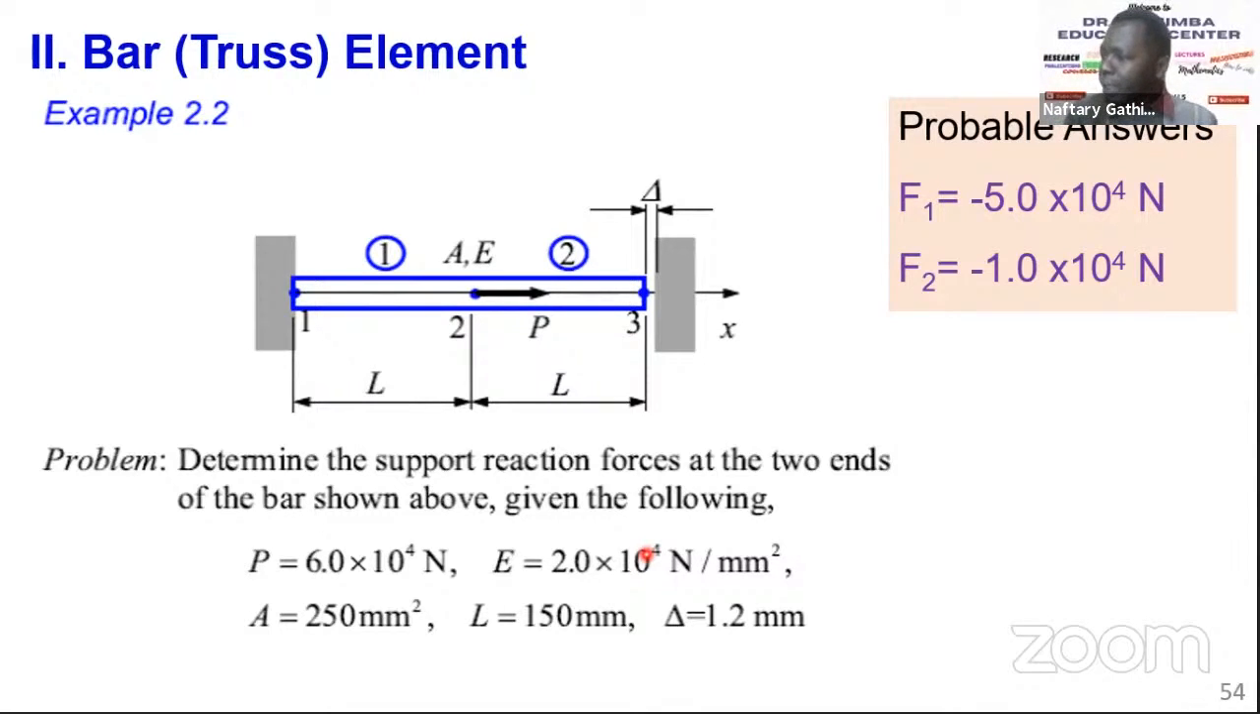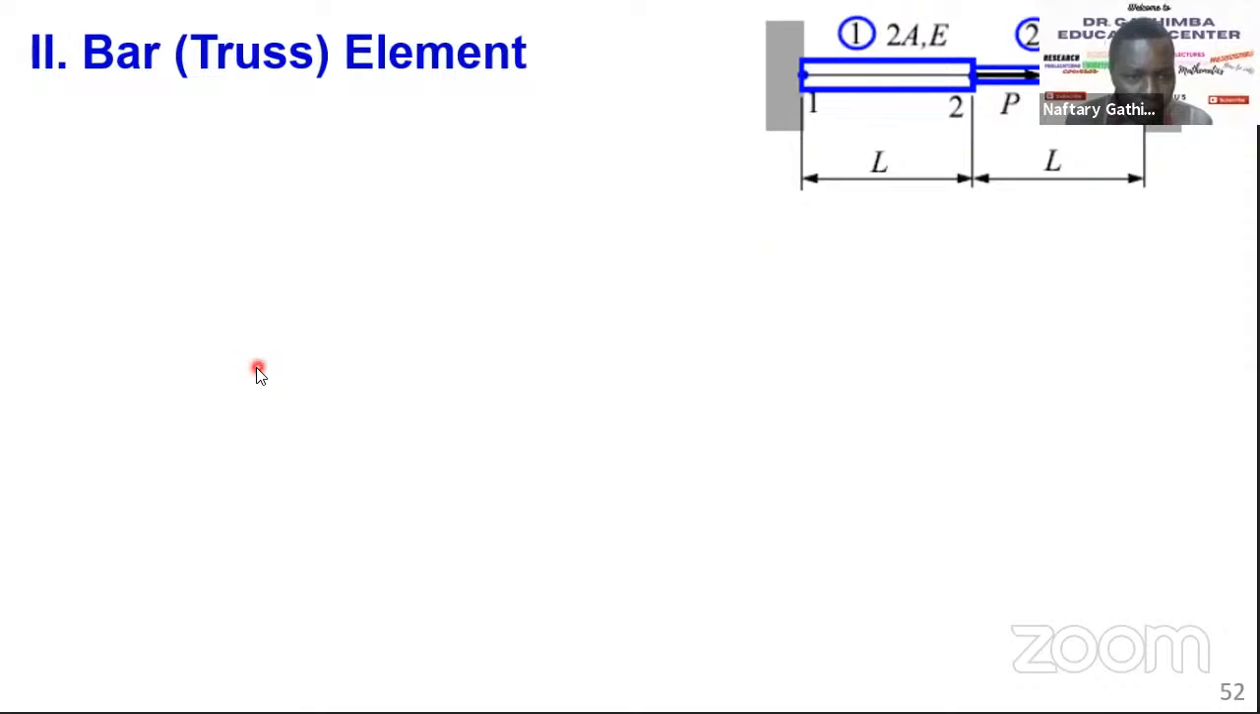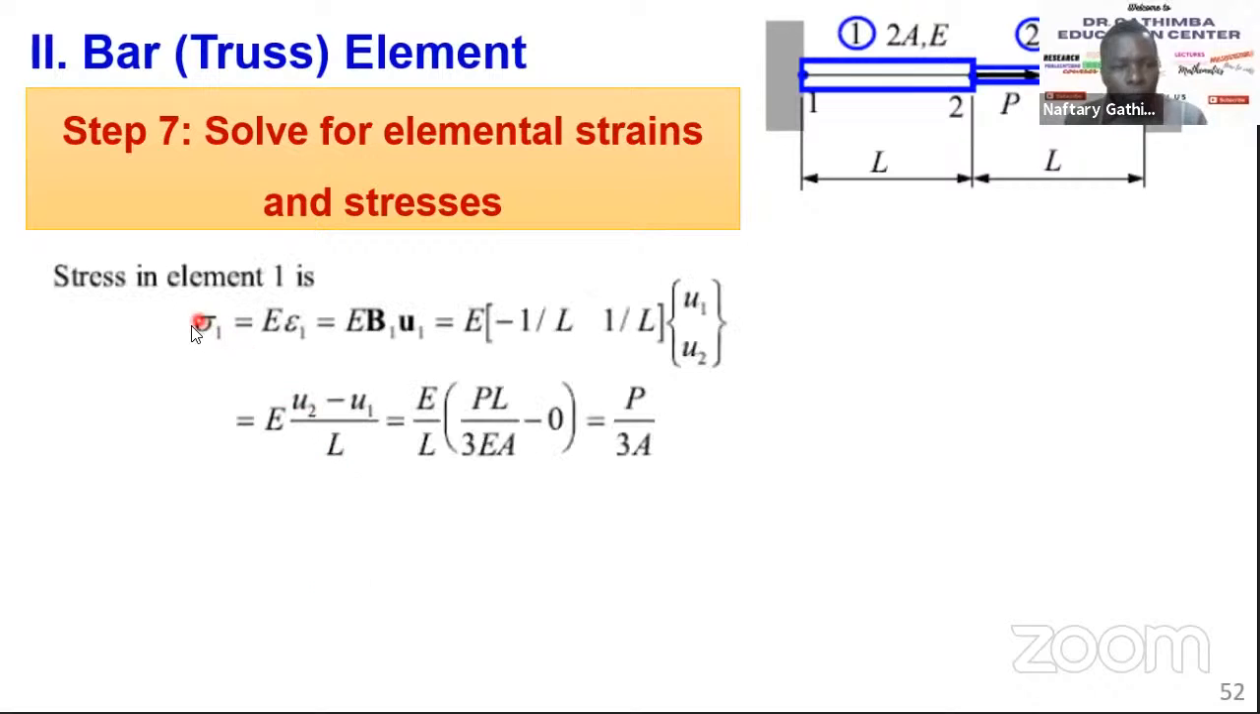Let's see. What was the question? The question was find the stresses. Find the stresses, right? Now, when we have calculated the displacement here, we got the displacement U2. Then we know from the expression of stress. Oh, you already changed this. Okay, thanks, Sam.